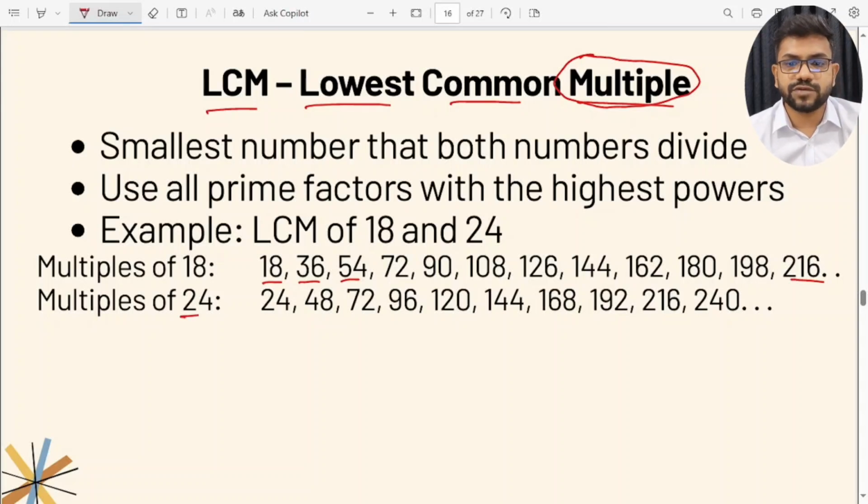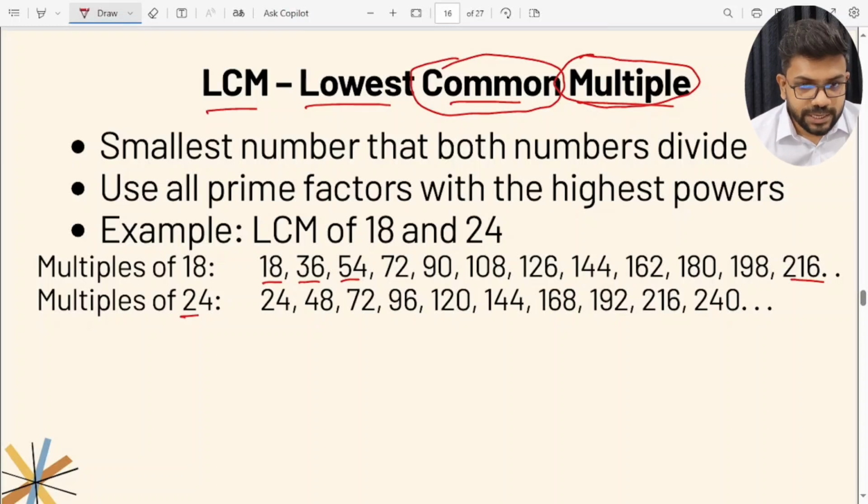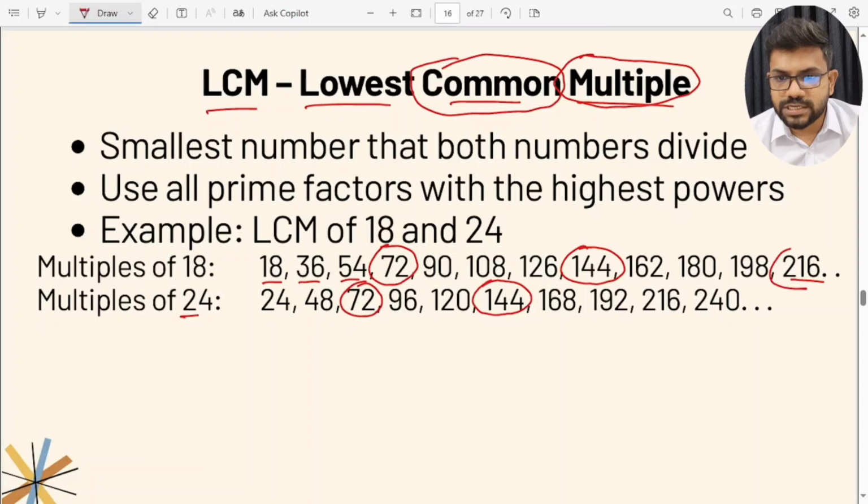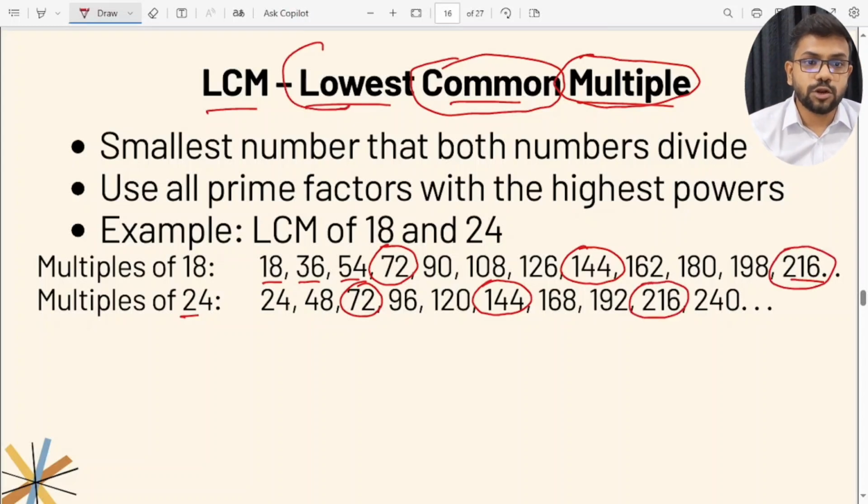Similarly, I have listed the multiples of 24 here up to 240 and the list goes on. All right. But we are trying to find the common multiples. Okay. So common multiples, we can see that 72 is a common multiple here. 144 is another common multiple. 216 is another common multiple. So out of these common multiples, we are trying to find the lowest of all the common multiples. Okay. So the lowest common multiple we can see is 72.